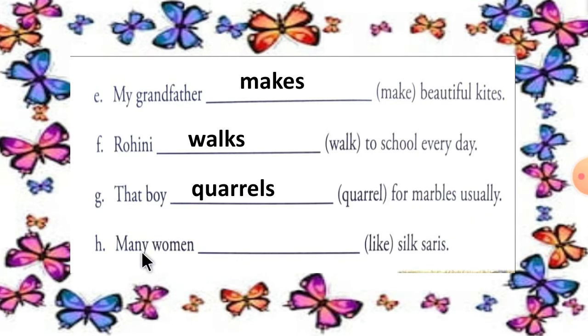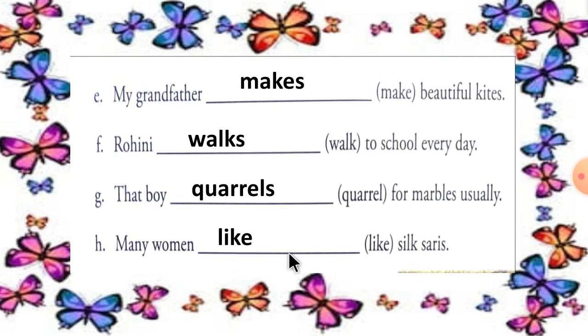Then, many women dash silk saris. In bracket, like. So the answer is like. Many women means plural, they. So we will not make any changes there. We will write only the same as it is.